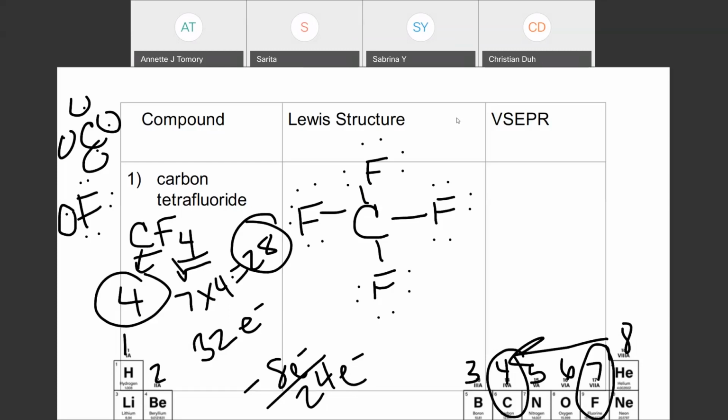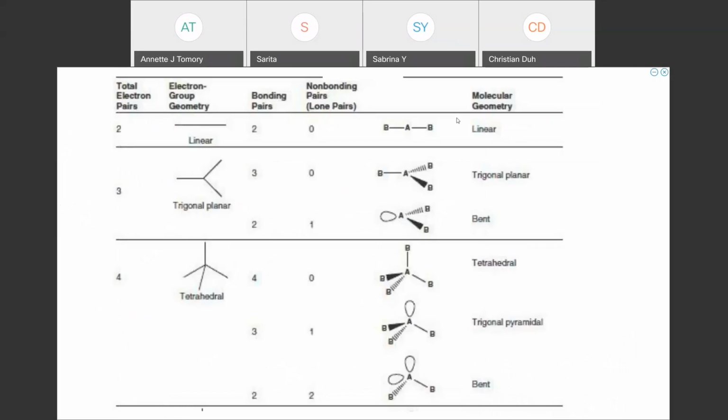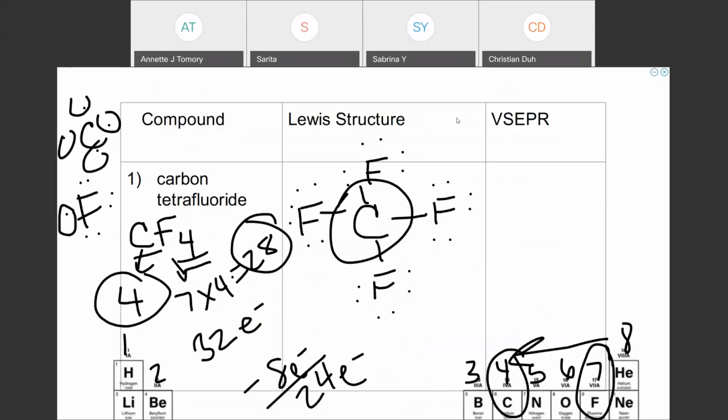Any? Is there any lone pairs around them, or are they all on fluorine? They're all on fluorine. So if I look at this chart that I gave you, I'm looking for bonding and lone pairs. Okay, I have 4 bonding and no lone pairs. So it's tetrahedral.